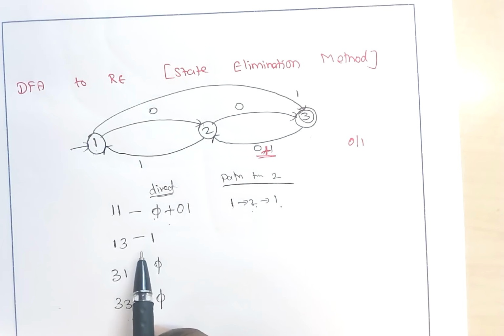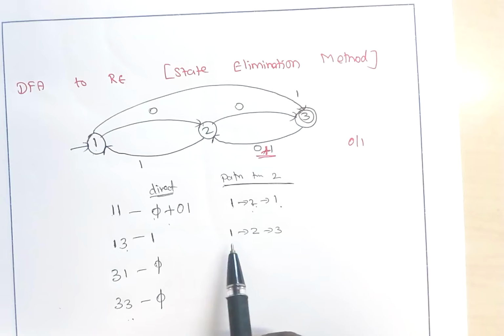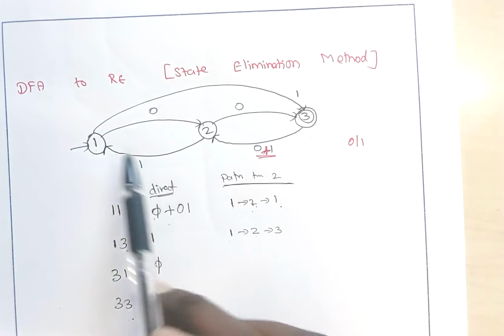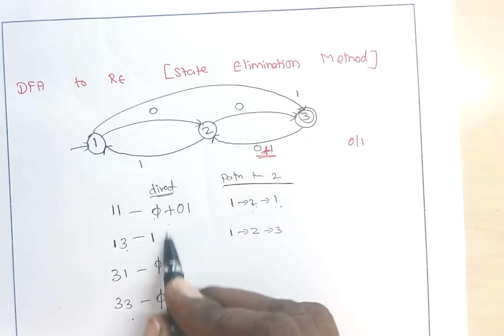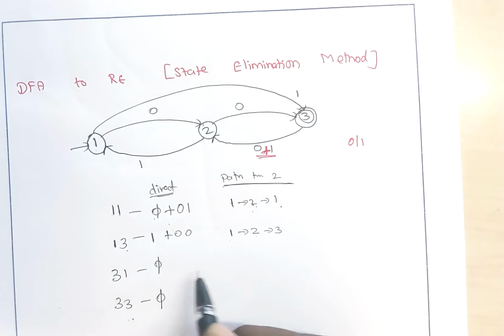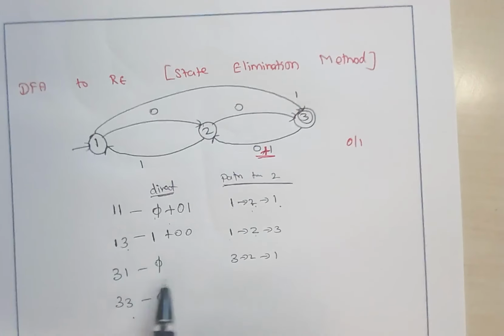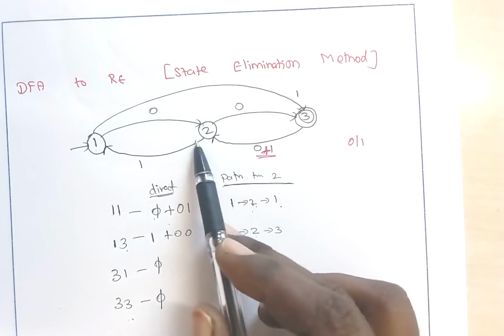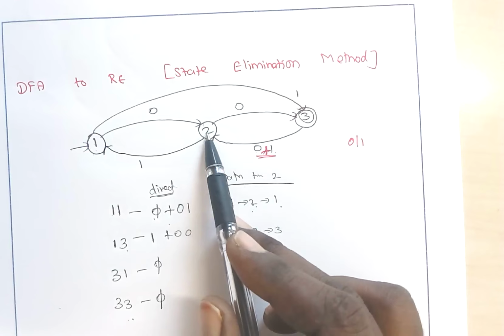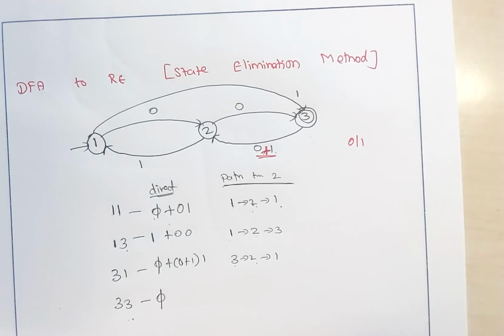Now we'll check for the remaining possibility. From state 1 to 3 with 2 as an intermediate node, that is from 1 to 2 and 2 to 3. We are going to check 1 to 2 and 2 to 3. We have a path with the input 0, 0. So we can write it as 0, 0. And similar conditions over here, 3 to 2 and 2 to 1. From 3 to 2 we have a transition with 0 plus 1, and then from 2 to 1 it is 1. So it can be written as 0 plus 1 concatenated with 1.